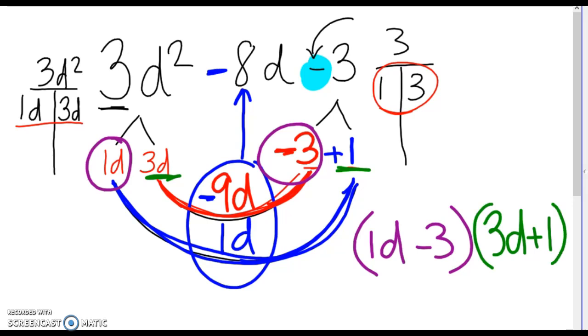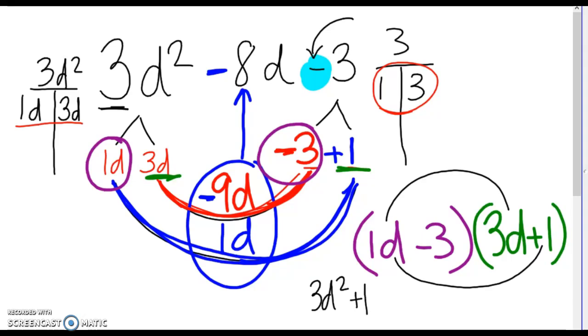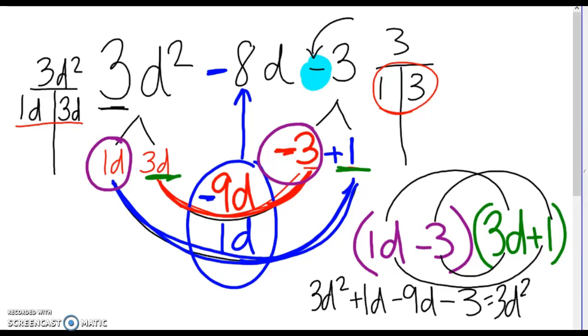If I want to check my work, I can totally check my work. So what happens if I multiply? 1d times 3d gives me 3d squared. Then 1d times 1 gives me plus 1d. Negative 3d times 3 gives me minus 9d. And then negative 3 times 1 is minus 3. Does that get me back to my original 3d squared minus 8d minus 3? Yep, it does. So check, I've done it right.